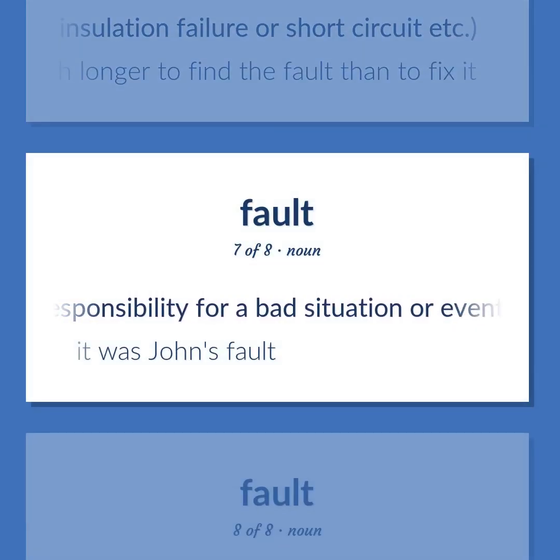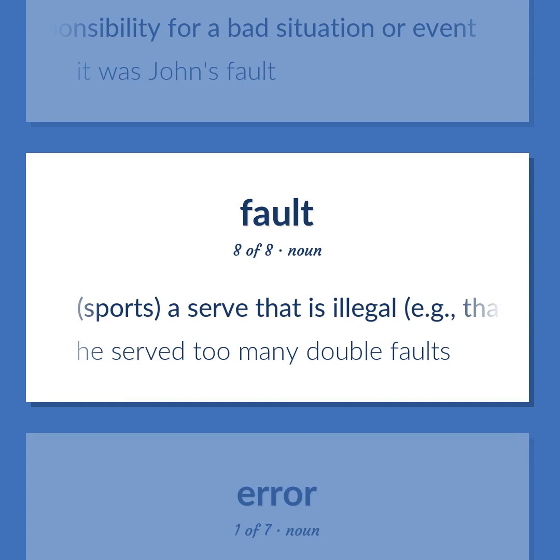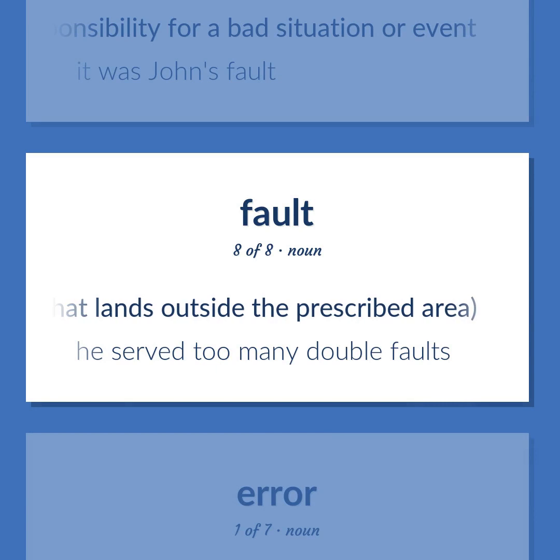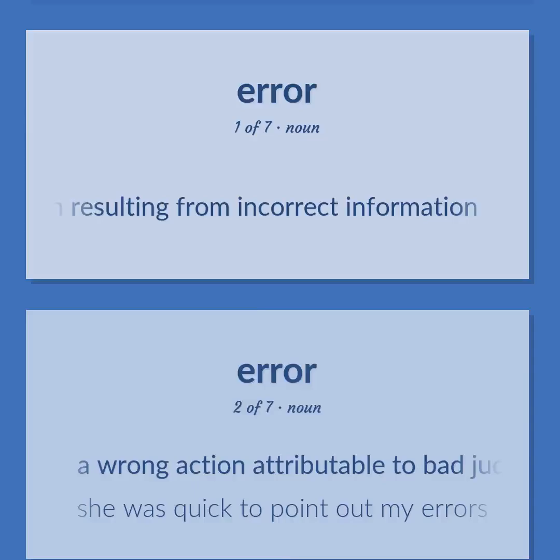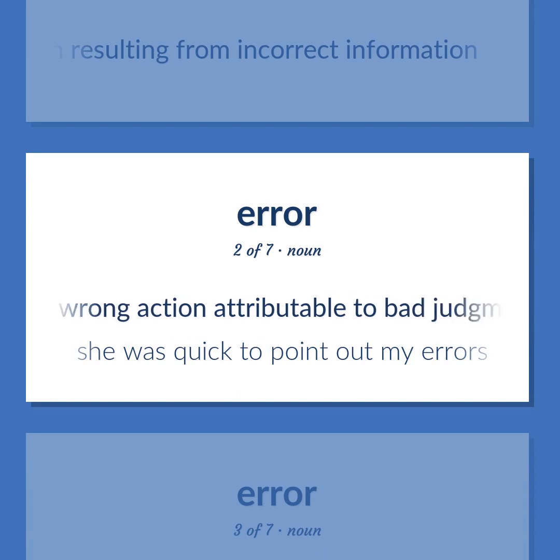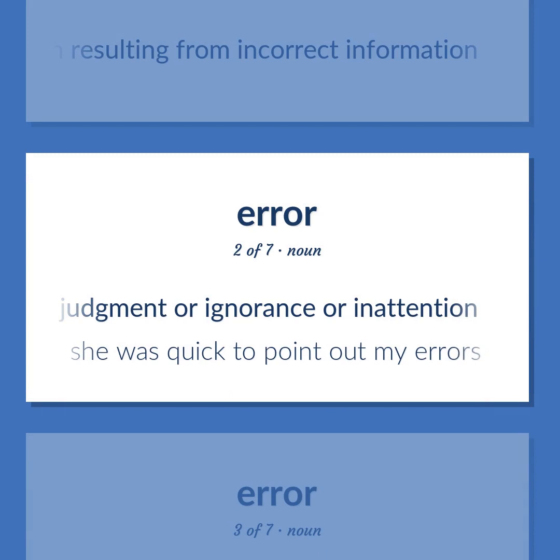Responsibility for a bad situation or event. It was John's fault. Sports. A serve that is illegal, e.g., that lands outside the prescribed area. He served too many double faults. A misconception resulting from incorrect information. A wrong action attributable to bad judgment or ignorance or inattention. She was quick to point out my errors.